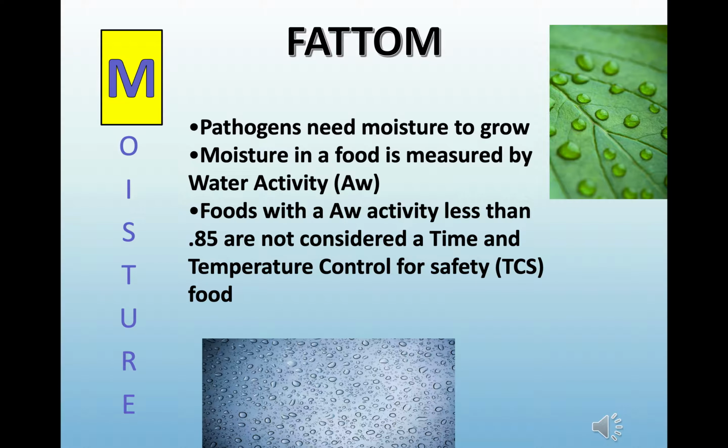The sixth and final condition of FAT-TOM for pathogen growth is moisture. Pathogens need a certain amount of moisture to grow, which is measured by water activity. Foods that have a water activity level less than 0.85 are not considered a time temperature control for safety, or a TCS food.